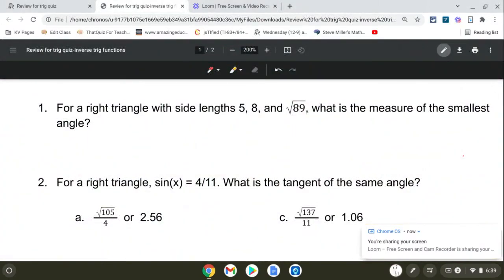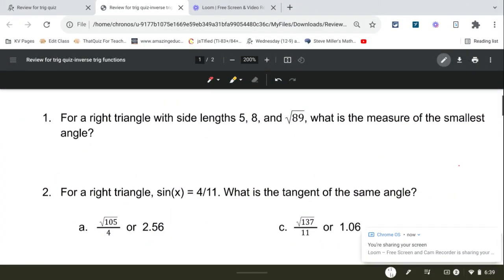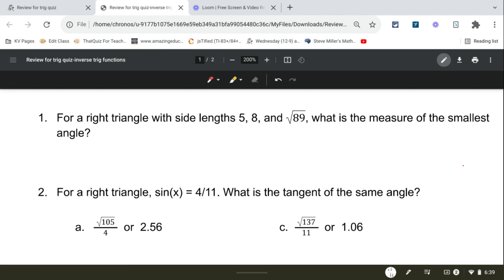Okay, so we're going to go through some of these problems on the review for your quiz. I mean, I say a quiz on inverse trig functions, but there's a lot of things that it's reviewing. Okay, so we got a right triangle with these side lengths, 5, 8, and root 89.